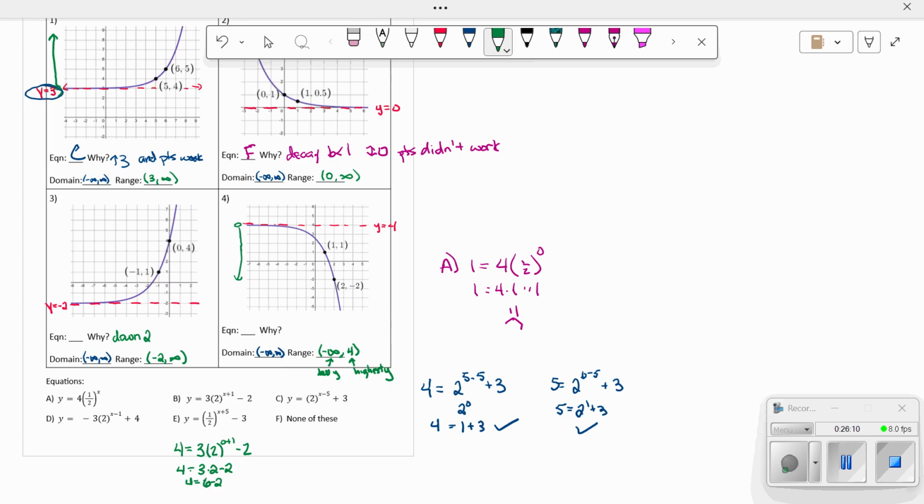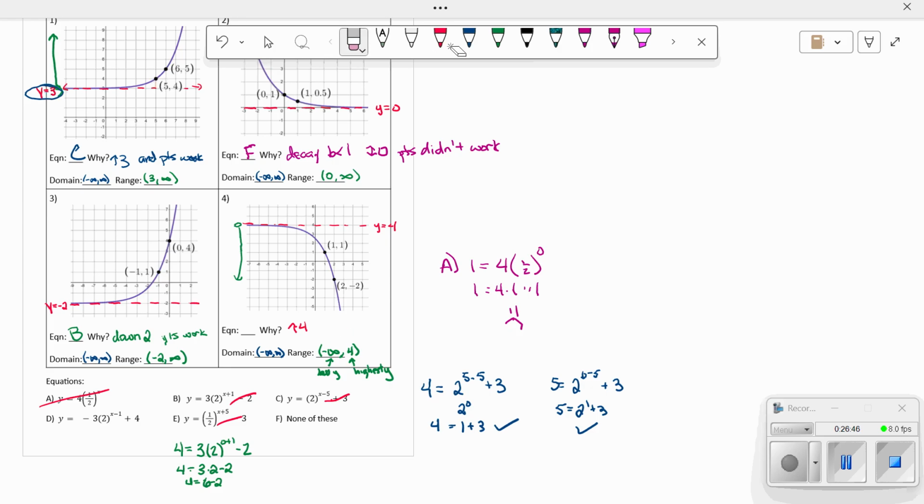If I put in the negative 1, 1 in Desmos as well, that should get me the same thing. So my points work. It is option B. Last but not least, if you're looking at equation 4, it went up 4 and it's decay. So up 4 and decay means it's not option C, it's not option B, it's not option E, it's not option A. Wait a minute, that's not decay.